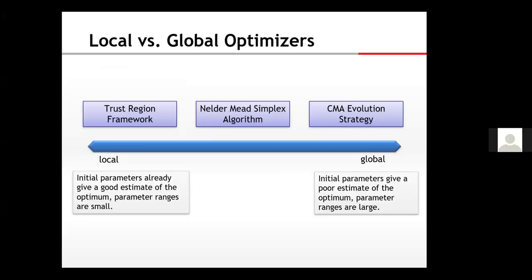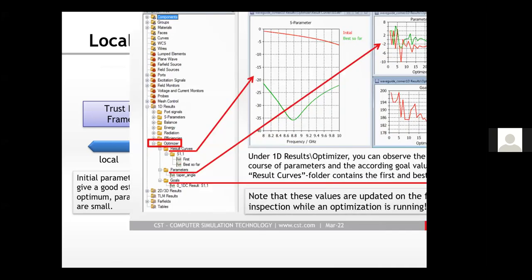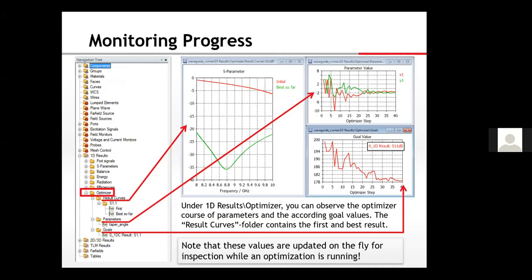So the monitoring progress is there. First it will show the first layer, the first result, and the best so far will be there. You can see the optimization step. At optimization step 200 it is rotating, so within about 40 optimization steps, your result will be out. This is the best part.